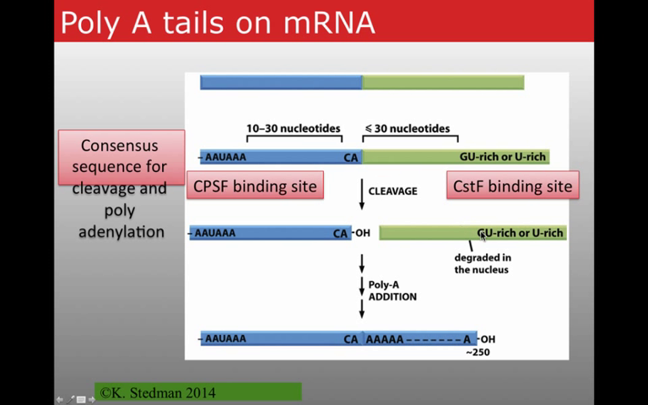To get this cleavage to take place, you also have to have binding by this cleavage stimulation factor, which is about 30 nucleotides downstream of this binding and cleavage site. And this is now different from the case that you have with rho-dependent termination, where basically that rho protein pulls the RNA out of the RNA polymerase.